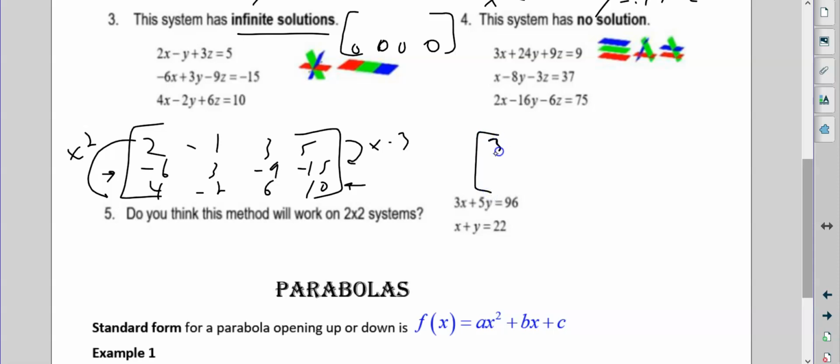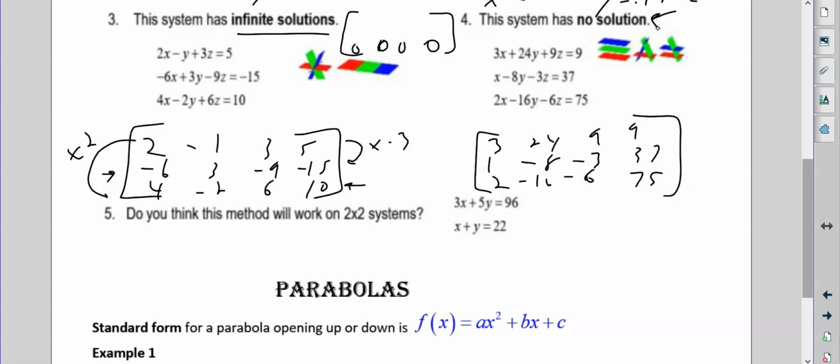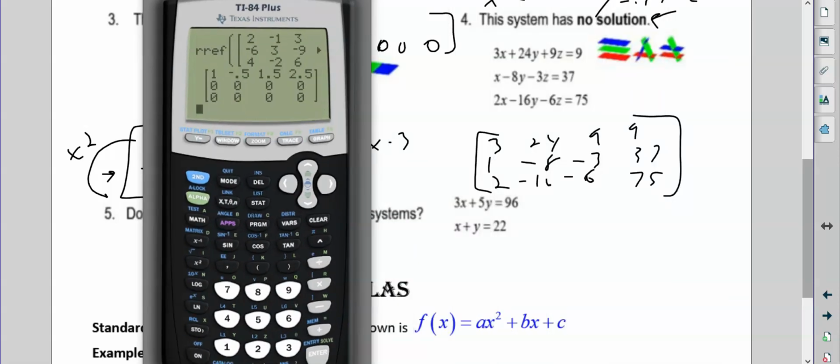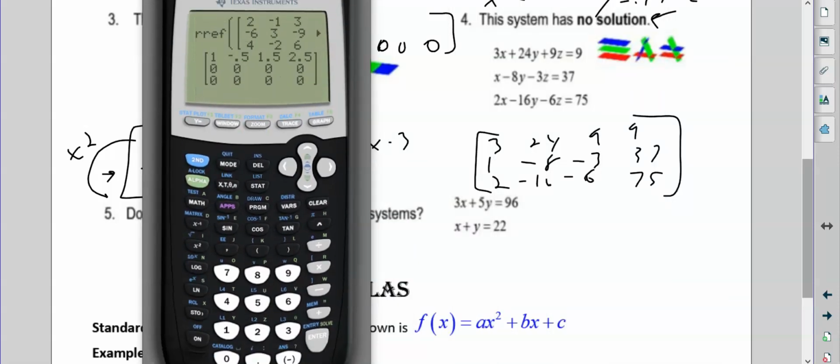And then we're going to get into the last one here. So 3, 24, 9, 9, 1, -8, -3, 37, and 2, -16, -6, and 75. Now we're going to have no solutions, which means all these lines are parallel. They don't intersect ever. They are parallel to one another, generally. Or you have these other situations where 2 intersect, but the third, they all don't intersect. So that's what these other little drawings are.